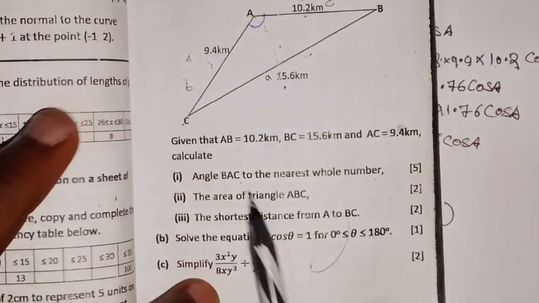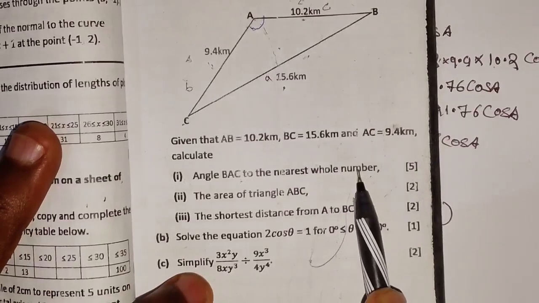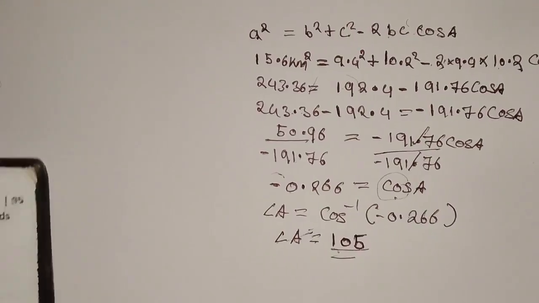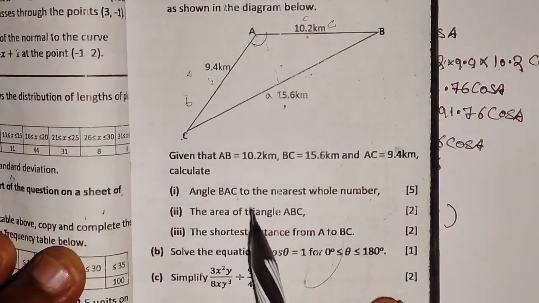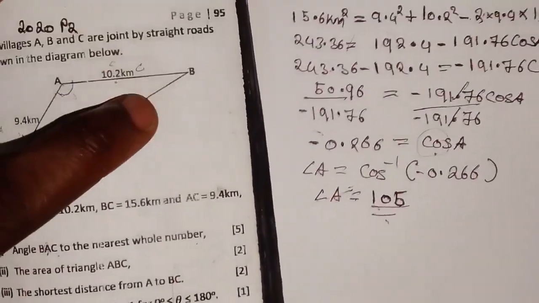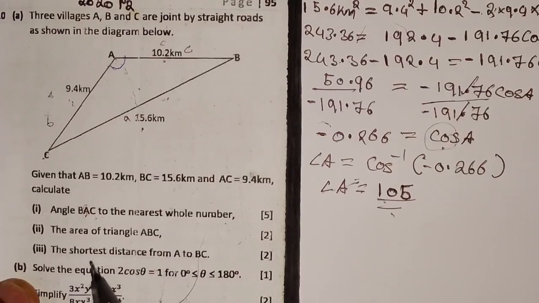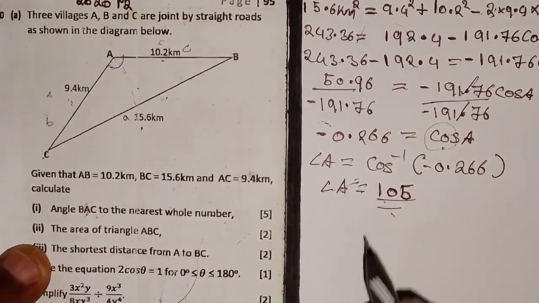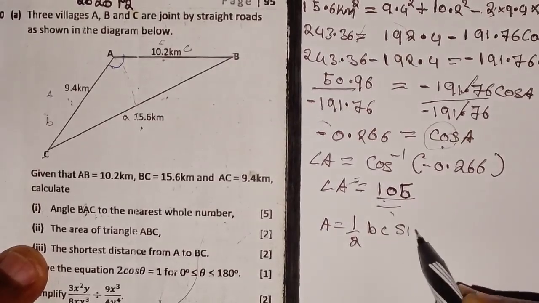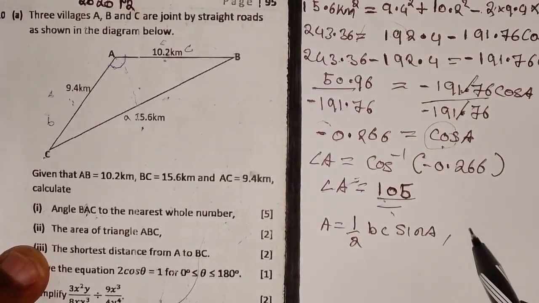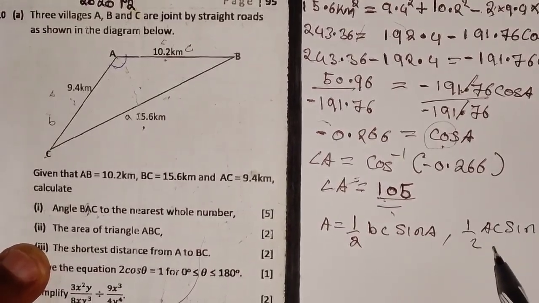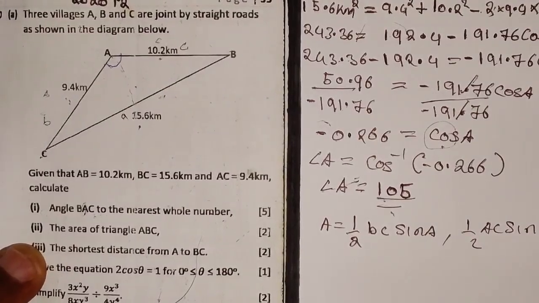Here we're told to find angle BAC to the nearest whole number. So this is our angle BAC. If they tell you angle BAC, it is the angle in between, so they meant A, hence we have found our A, which is here. After finding question 1, you proceed to question 2, which reads the area of a triangle. The area of a triangle is given by the formula area is equal to half multiplied by bc sine A. Rather than this, you can also do area is equal to 1 over 2 ac sine B, or you do ab sine C. It depends on the angle that you have.